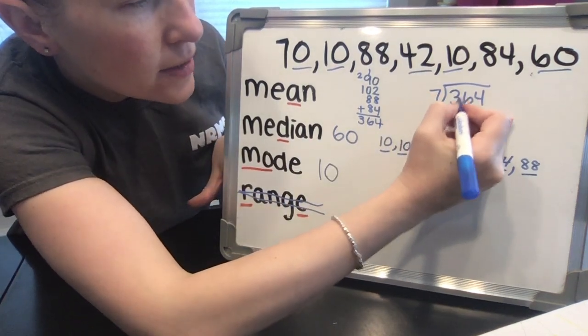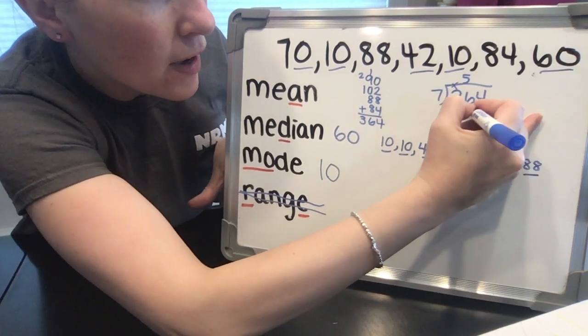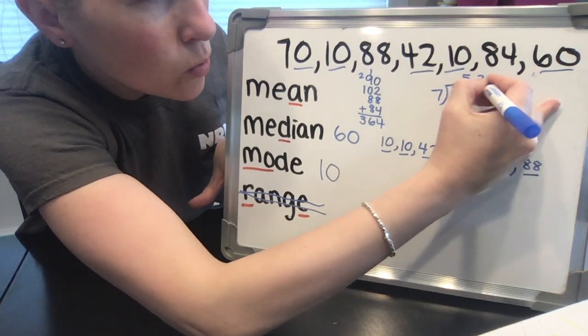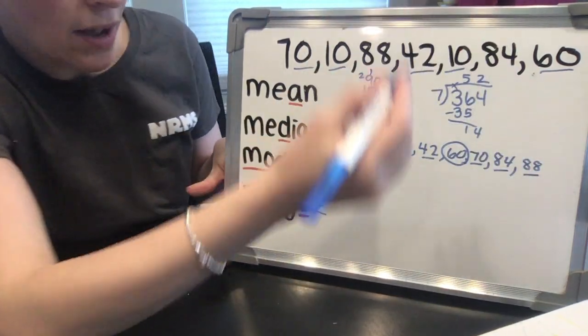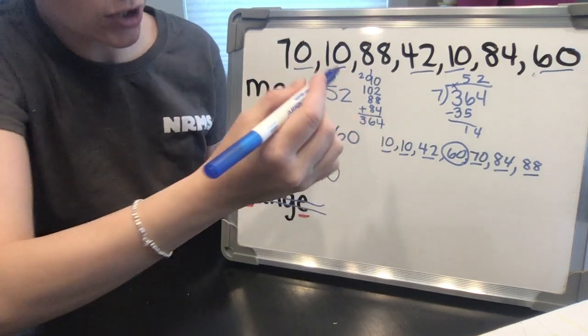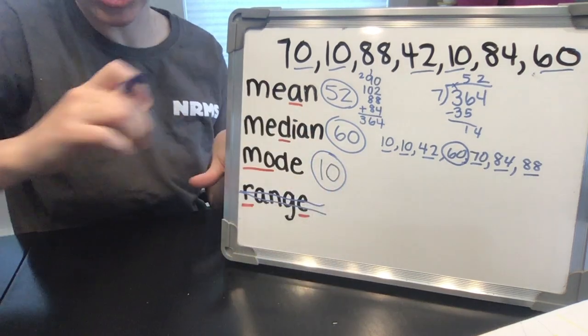Okay, so 7 doesn't go into 3. 7 goes into 36 5 times, which is 35. 1 left. 7 goes into 14 twice, and no leftovers. So I'm saying that my mean or average score is a 52. I'm going to circle these just to make it a little easier for us, and then we're going to chat.